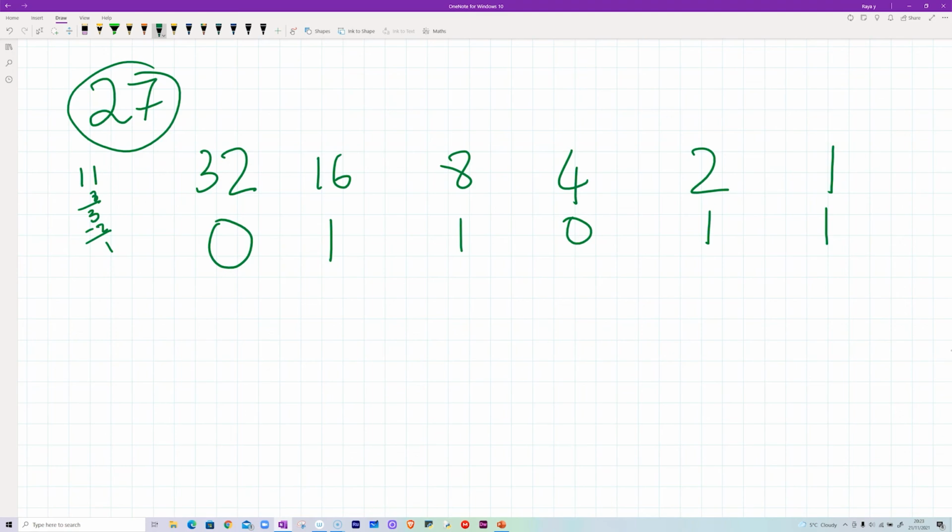Alright guys, in the next lesson, I'm going to show you how to convert from binary to decimals.